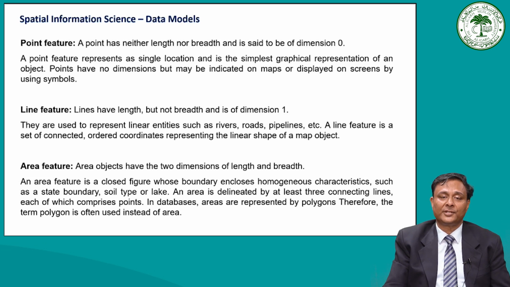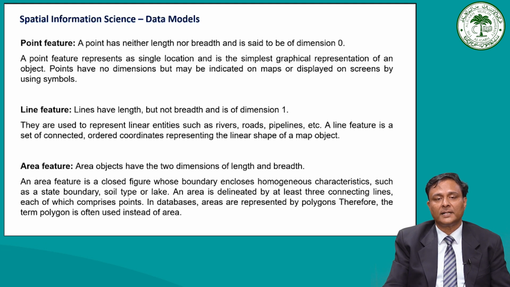Therefore, it is one dimension. The point entity, we said that it is zero dimension because it does not have any length or width. It's just being represented in the form of a point. But a line feature has length, it is a linear feature, so it has one dimension.